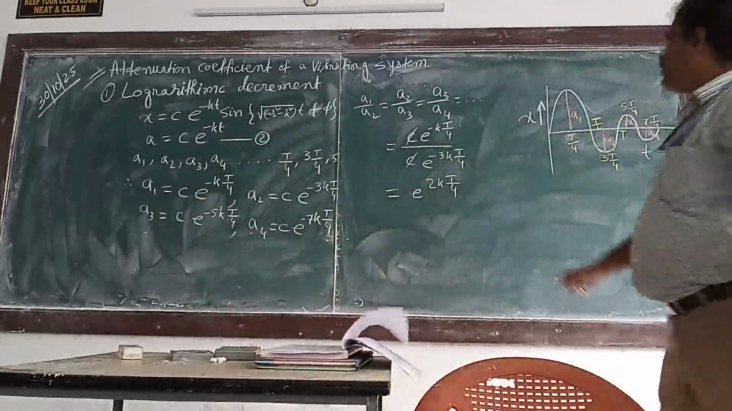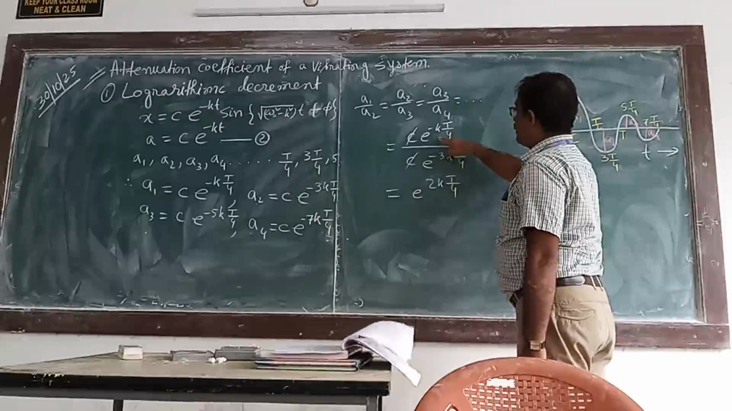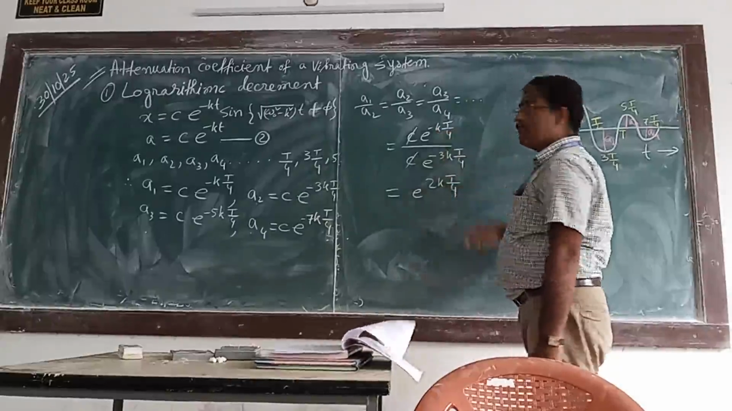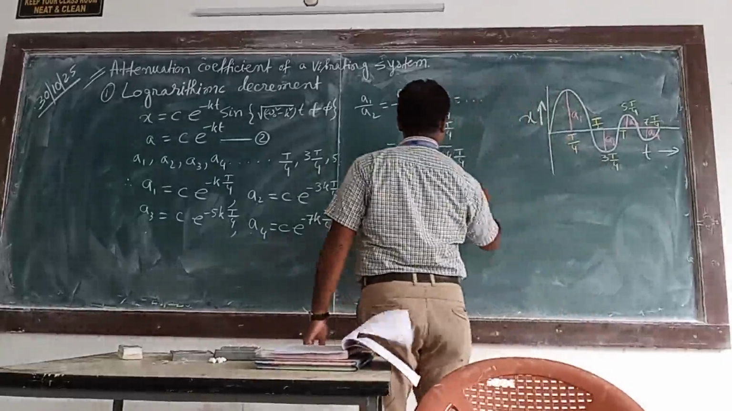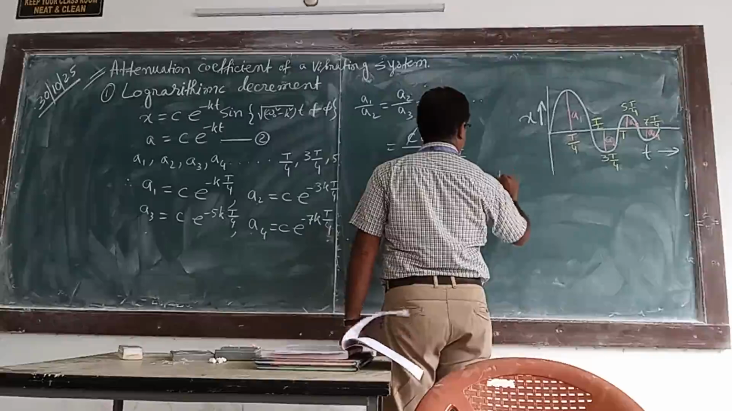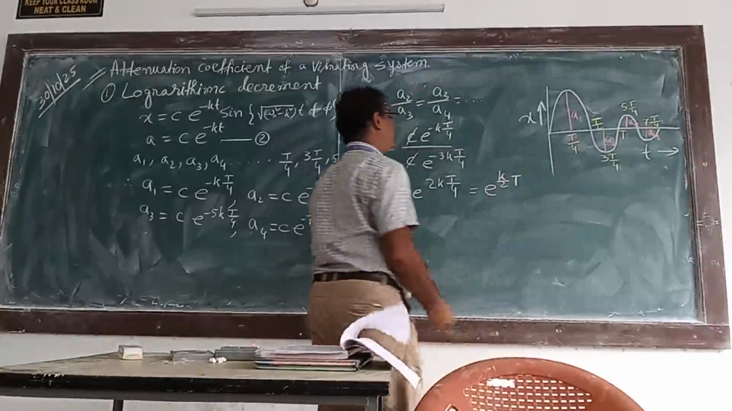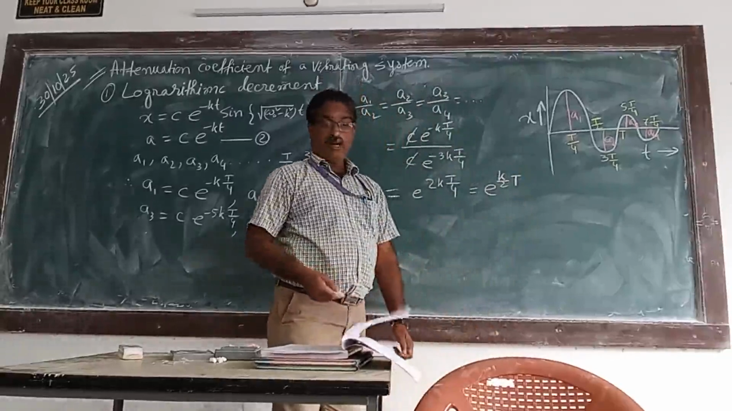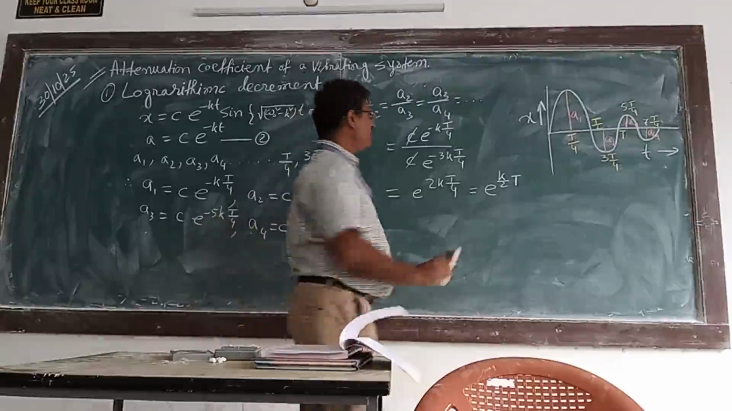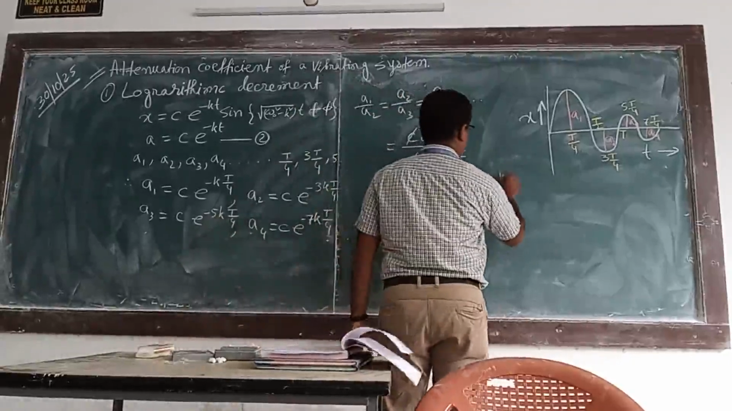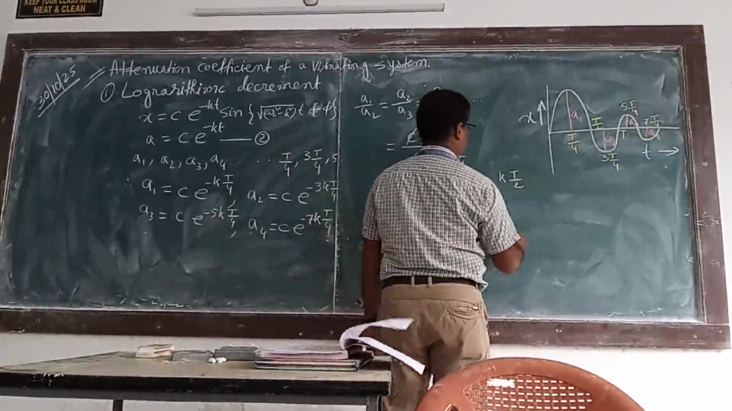Well, 3 का ऊपर चले जाए, इस ऊपर ये क्या होगा? Last 3 होगा तो 3 minus 1, that is 2k t by 4. So this is equals to e to the power k by 2 into t, k t by 2, e to the power k into t by 2.